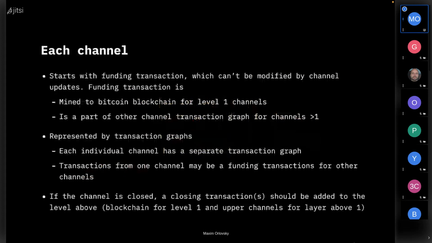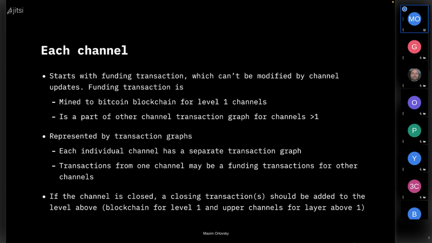So each channel in fact starts with a funding transaction. This funding transaction cannot be modified by channel updates. It's once and forever for this specific channel. The funding transaction is mined into the Bitcoin blockchain for level 1 channels, or it is a part of another channel's transaction graph for channels on levels above 1.